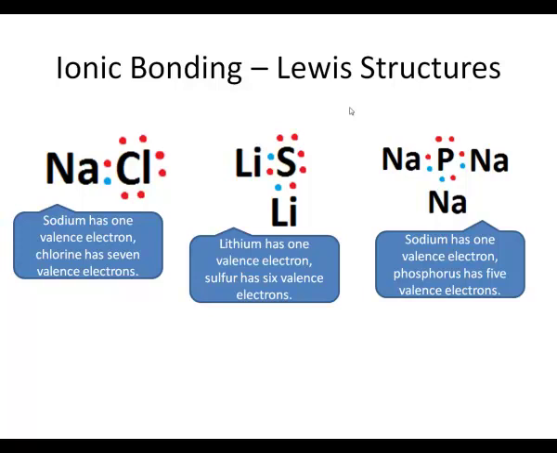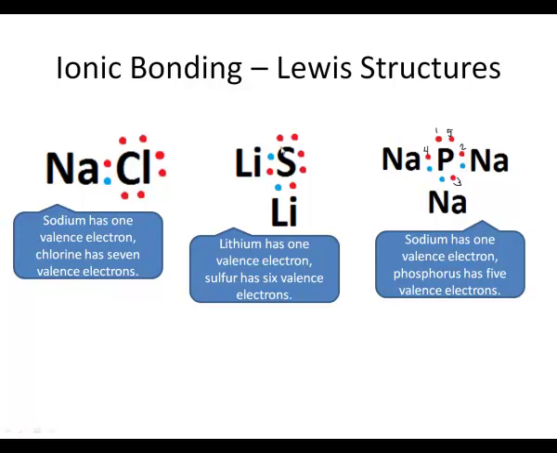Last one here, we have sodium phosphide. So there's 3 sodiums. Each one has 1 electron represented by the blue. And there's phosphorus, which has 5 electrons represented by the red. And again, there's a pattern to this. Whenever you're placing the electrons around the phosphorus, you do 1, 2, 3, 4, 5. So it's top, right, bottom, left, top. And that takes care of those 5 electrons.